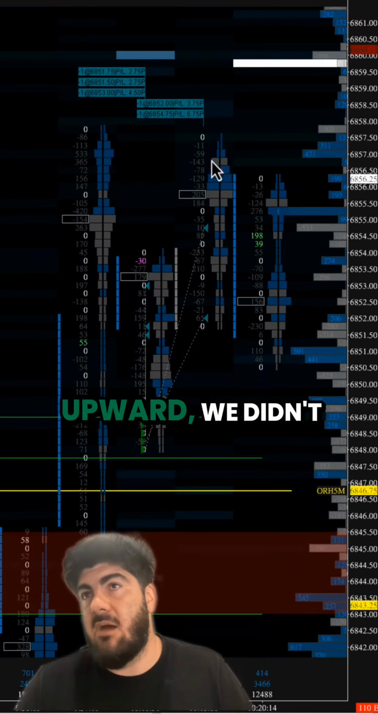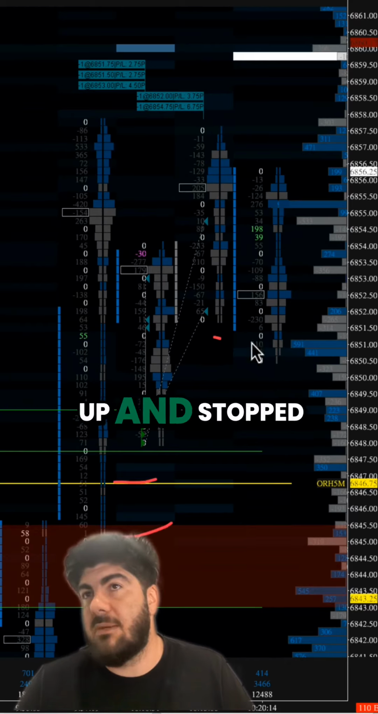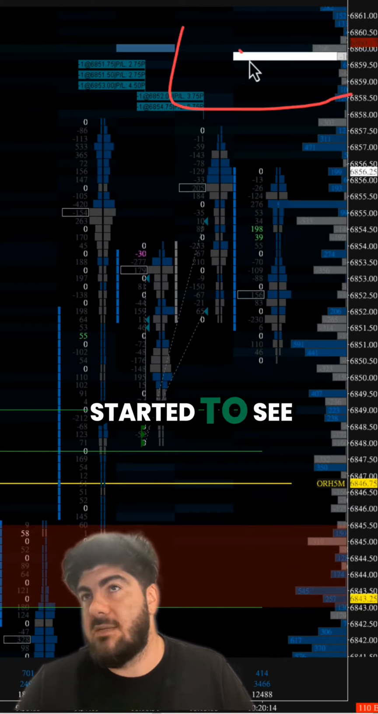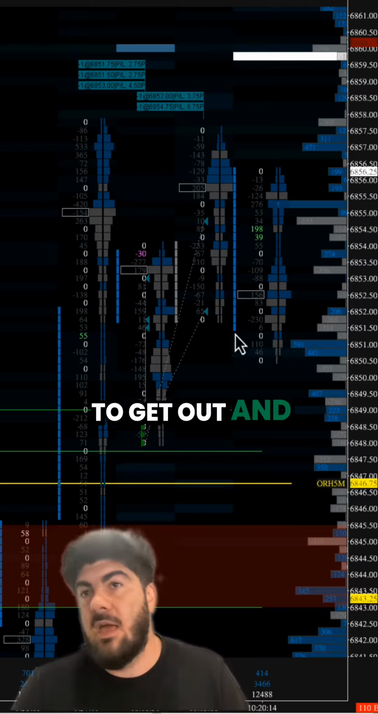And as we rallied upward, we didn't see many buy imbalances continuing. Liquidity dried up and stopped chasing the market, and we in fact started to see big offers sliding down. So from an order flow perspective, it was the time to get out and lock in profit.